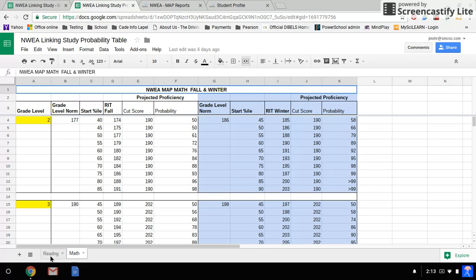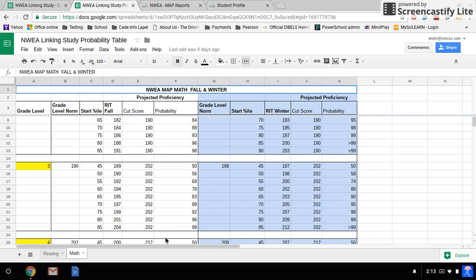So when teachers are looking at the linking study, it is no longer just that if they get to this score, they're on track to pass ISTEP. They really do need to use these projected proficiency tables to see what is the probability that their student is going to be able to pass ISTEP. So hopefully this will be helpful in using the linking study and making decisions based on how students scored and where they land with their RIT score.